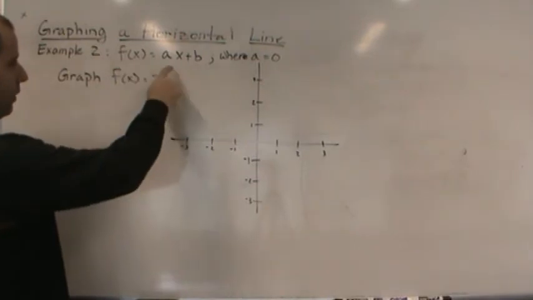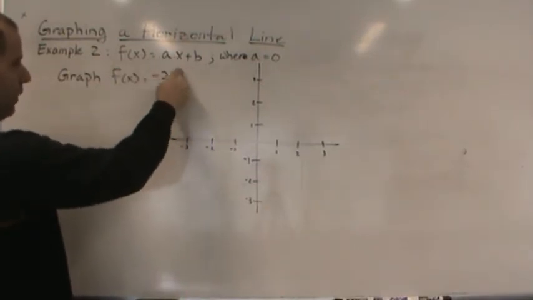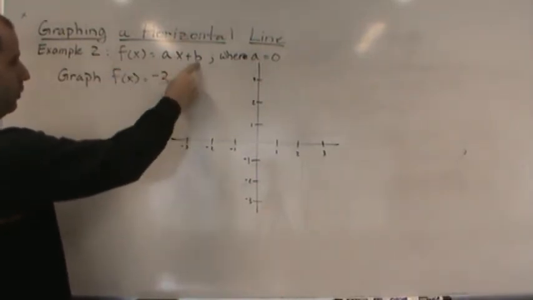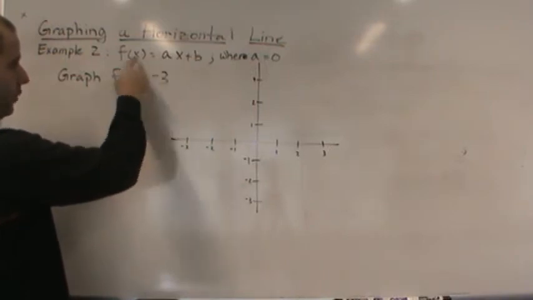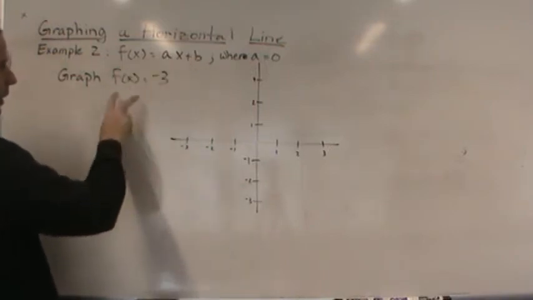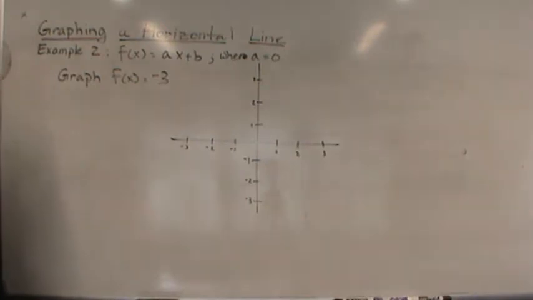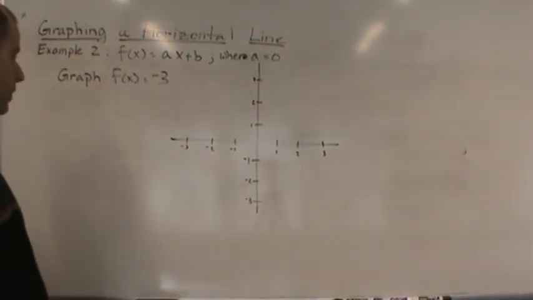So this is the case where we have a equal to 0, this goes away, and we end up with just f of x equal to some constant b. So f of x equal to b. Okay? So here's an example of one that we're going to sketch as a horizontal line.